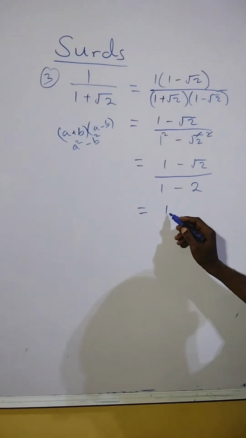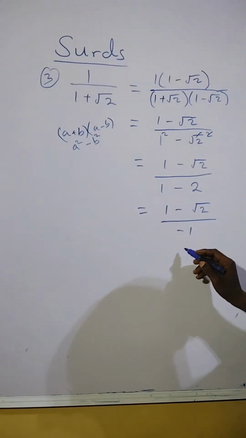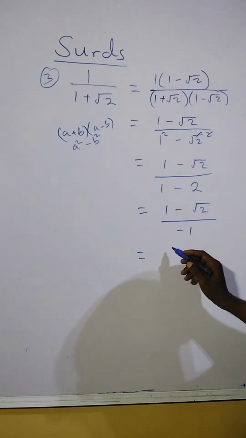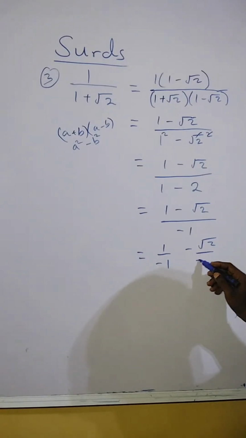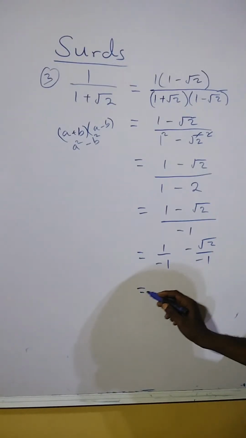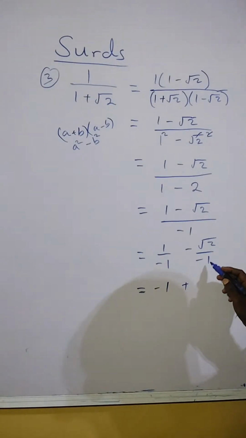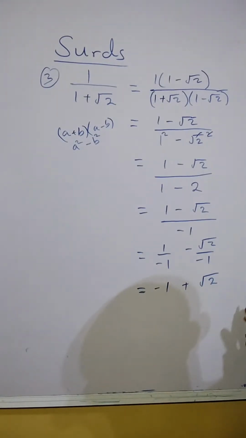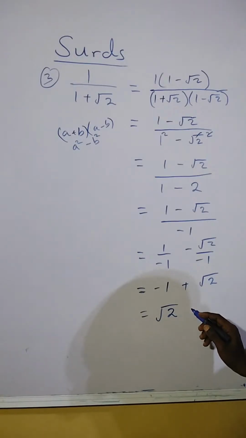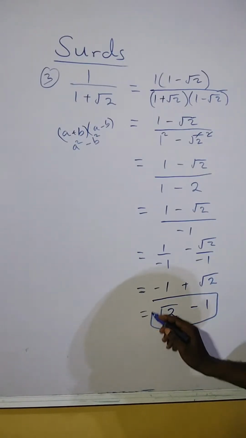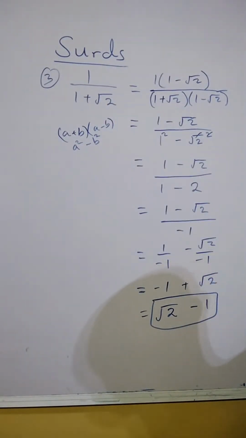Here we have 1 minus root 2 over 1 minus 2, that's minus 1. We can separate this and we have 1 over minus 1, then minus root 2 over minus 1. 1 over minus 1 is the same thing as minus 1. Then minus over minus turns to plus, that's root 2 over 1, that's root 2. So we have minus 1 plus root 2, which can be written as root 2 minus 1. So here we have the simplified form of this particular solved problem.